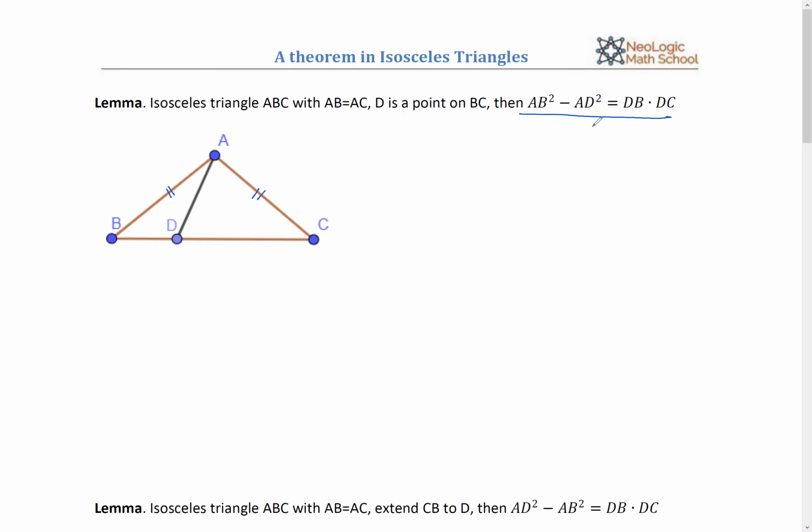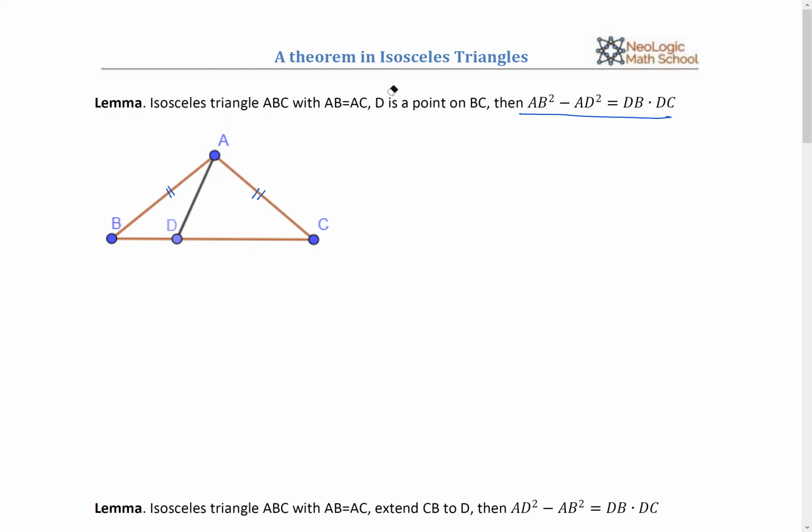AB squared minus AD squared equals DB times DC. It's actually very easy to remember. Think about DB times DC, all right? It's coming from D, right? The two segments, DB times DC. Now, there are probably many ways to prove it. Maybe something like Stewart's theorem or something more advanced, or something fundamental as the law of cosines.